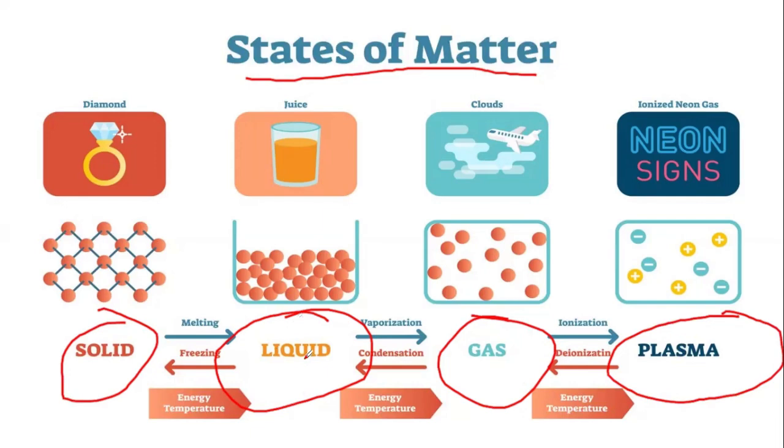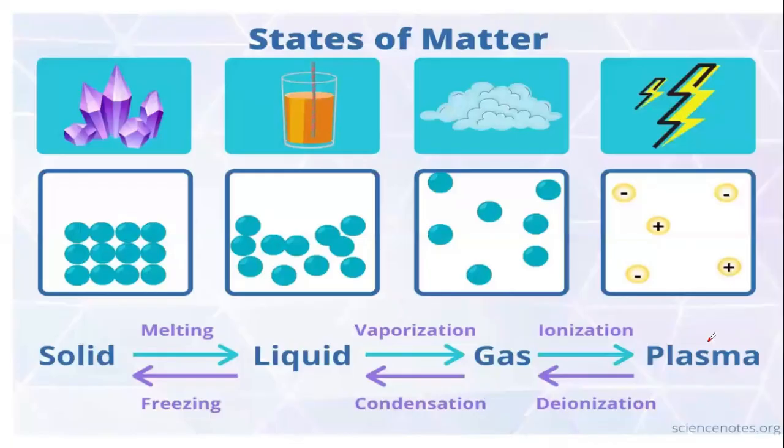For a liquid, the example was water, because we know water is a liquid. For a gas, you can say oxygen. And then plasma. What is an example of plasma? Lightning is an example of plasma. Lightning is made up of positive charges and negative charges that are brought together. So that's an example of plasma. These are the four states that we have.